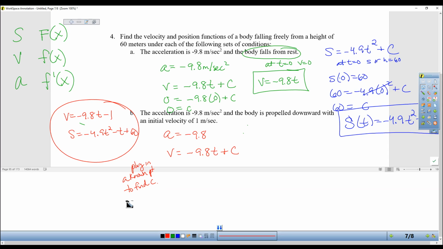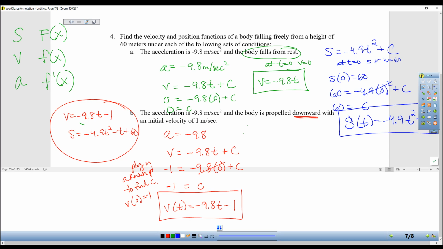In this case, I know that the velocity, it says the body is propelled downwards. That means somebody's throwing it with an initial velocity of 1 meter per second. So at time 0, it already has a velocity of 1. So 1 is equal to negative 9.8 times 0 plus c. This goes away so nicely, so c is equal to 1. My velocity equation is negative 9.8 t plus 1. Oh, sorry, it's propelled. I'm looking at my answer. It's propelled downward, so it has a downward velocity. So the velocity is negative 1.